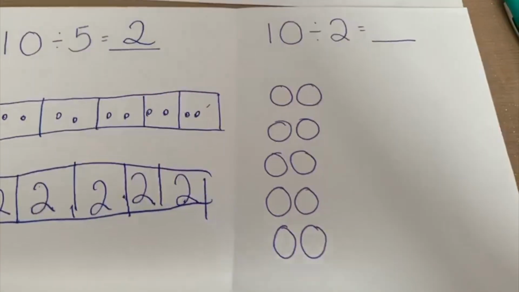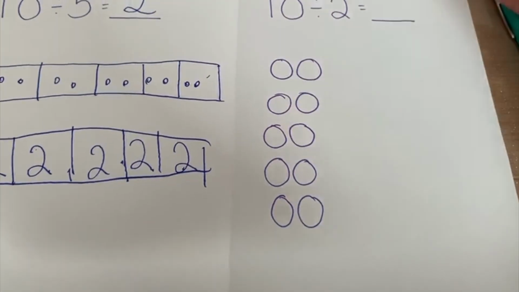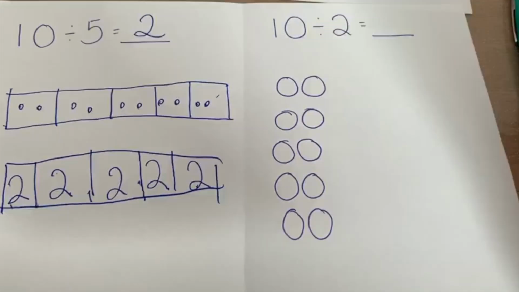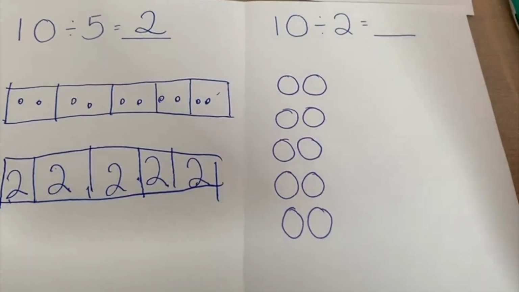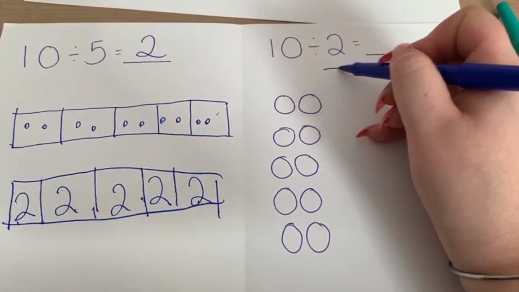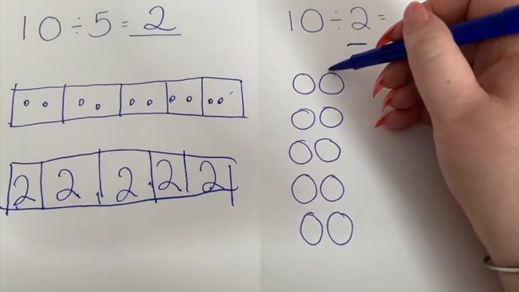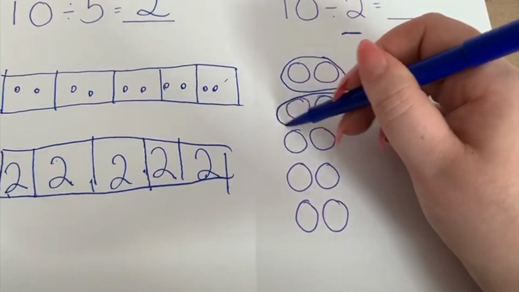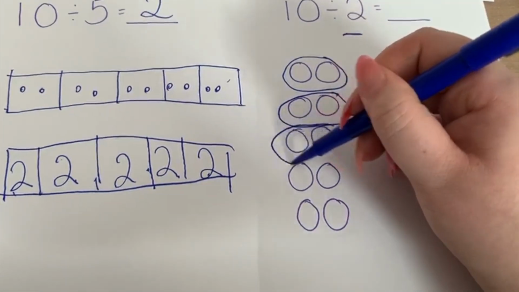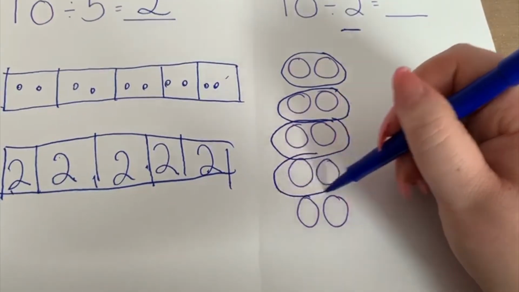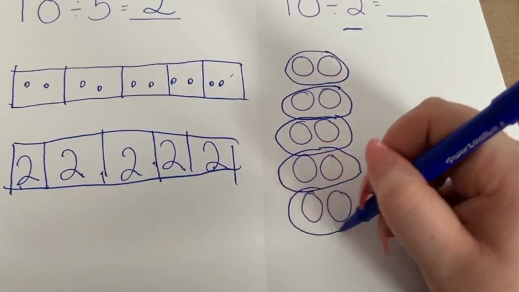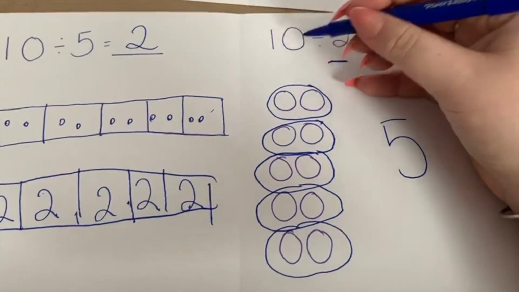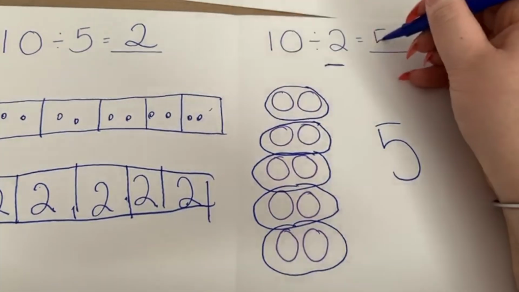And now let's have a look. Over here, I've got 10 divided by 2. And here I have an array. Now, what I could do to find out the answer is I could circle my group. Now, my groups are in 2. So, that is 2 in a group. That's 1 group. 2 groups. 3 groups. 4 groups. 5 groups. Now, if I have 5 groups, I know my 10 divided by 2 is 5.